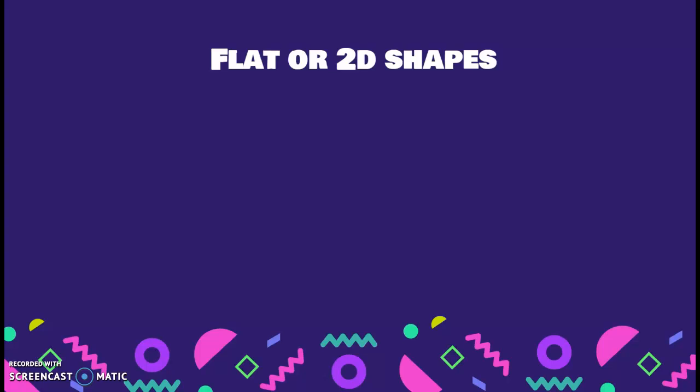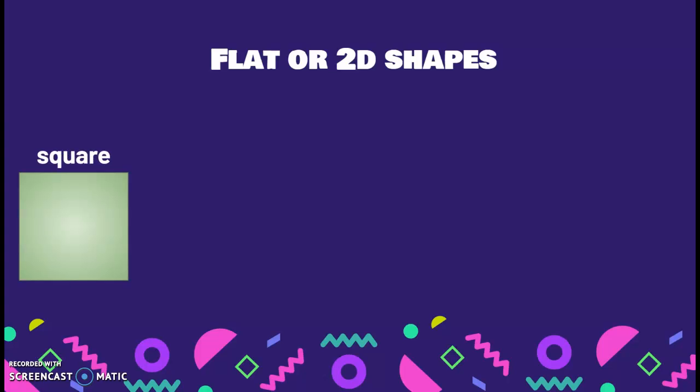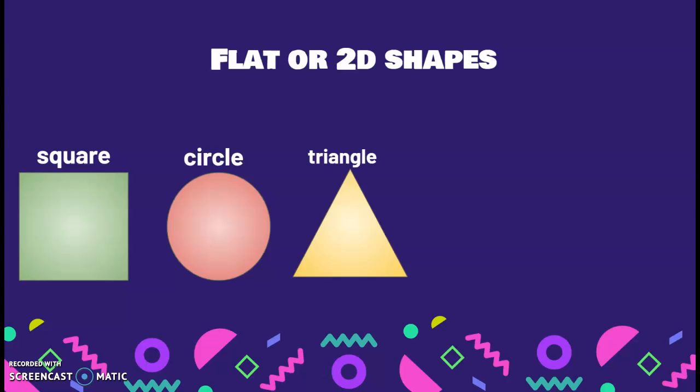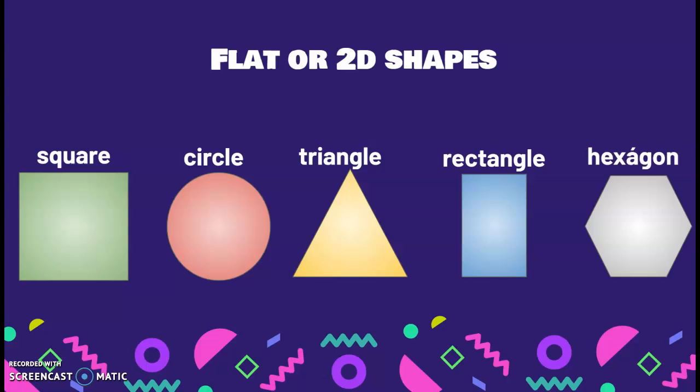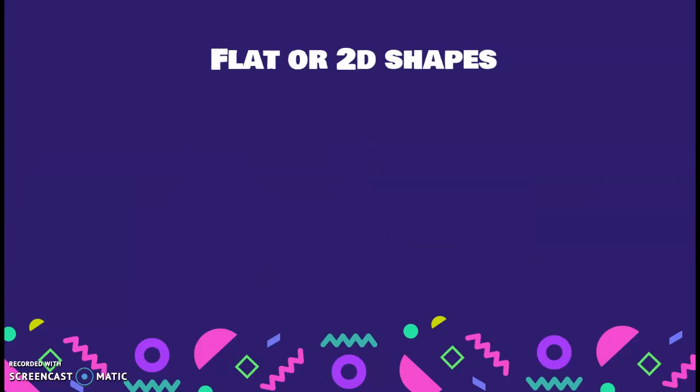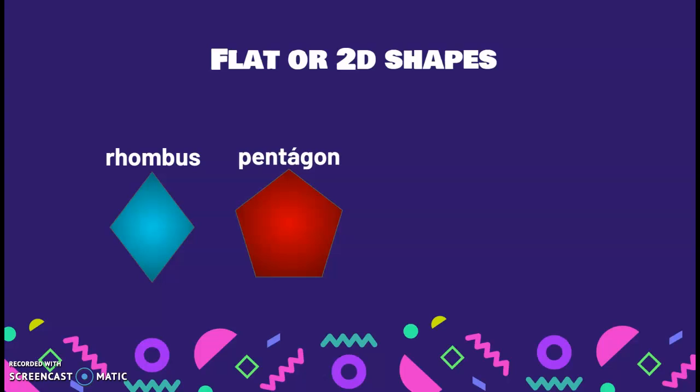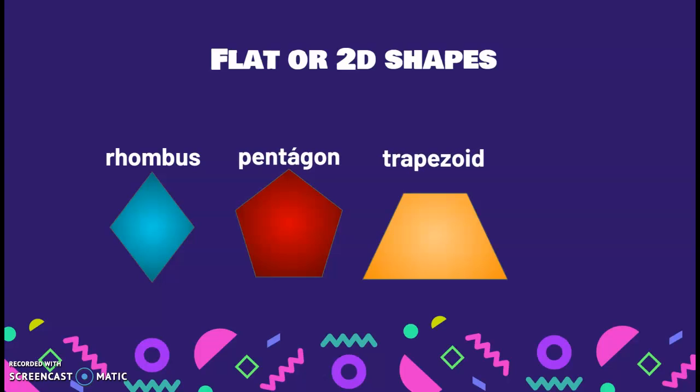Some examples of flat or 2D shapes are a square, a circle, a triangle, a rectangle, a hexagon. There are some more examples of flat or 2D shapes, and that would be a rhombus, kind of looks like a diamond, a pentagon, a trapezoid, and an oval.